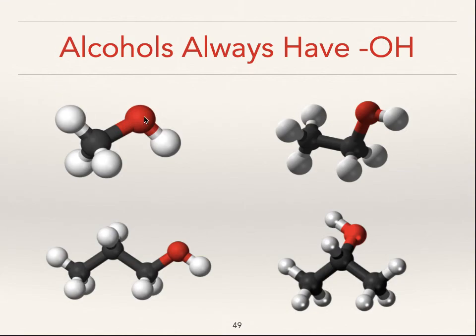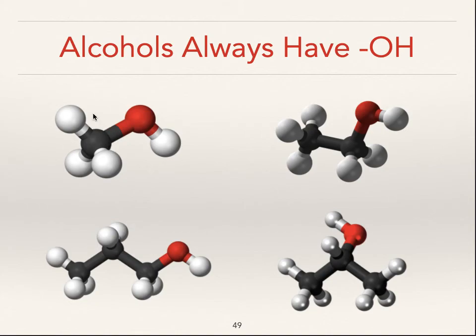If there's an oxygen, oxygen's always red in these ball and stick diagrams, and a hydrogen attached to each other like this, that's always going to indicate an alcohol. If you recall chapter 4, when you learned to name molecules, that oxygen and hydrogen combination is called hydroxide. So this right here is hydroxide, and it actually had a negative charge on it.